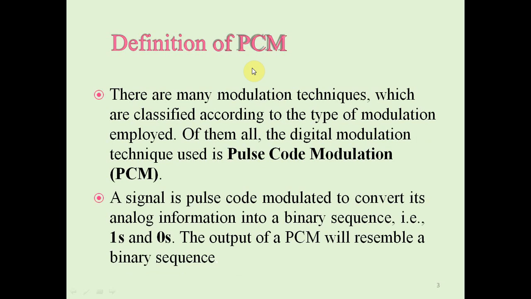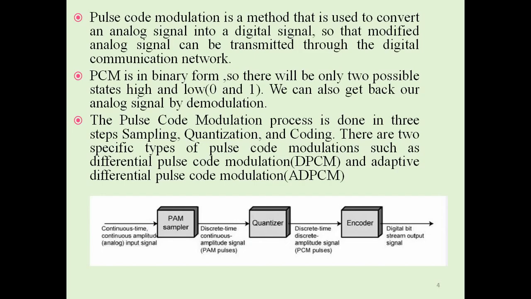There are many modulation techniques which are classified according to the type of modulation employed, and one of them, the digital modulation technique, is pulse code modulation. In pulse code modulation, a signal is converted from its analog information into a binary sequence, that is in the form of ones and zeros. The output of the PCM is a binary sequence.